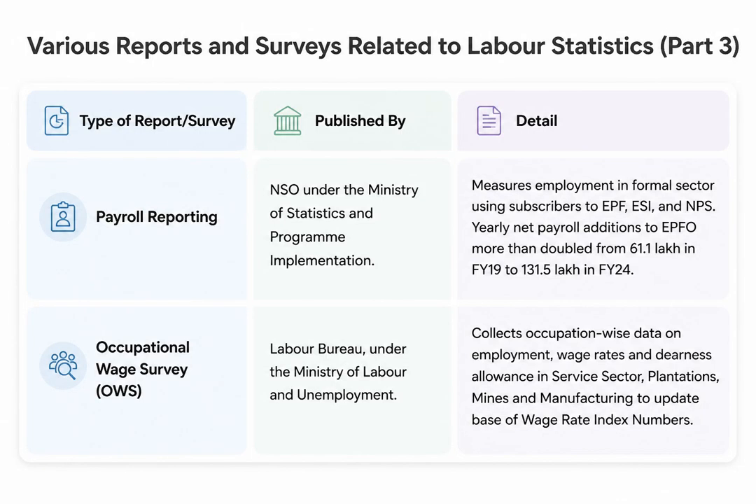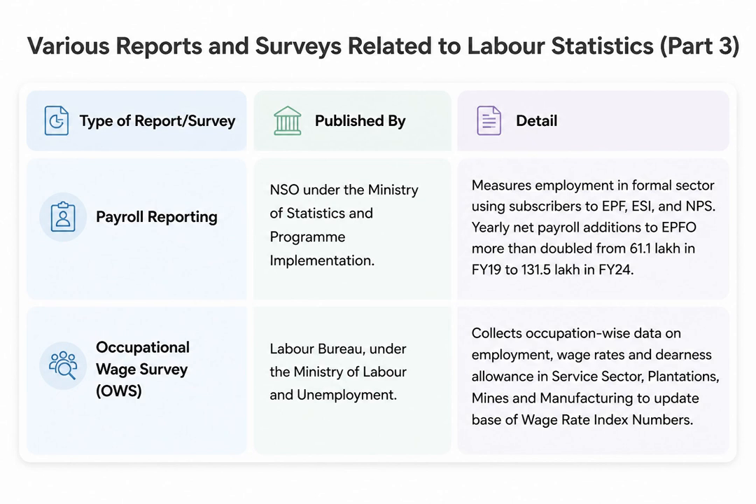Moving on to payroll reporting, published by the NSO. This measures formal sector employment by tracking new subscribers to Social Security schemes like the Employees Provident Fund, state insurance, and national pension scheme. A very positive trend here is that yearly net payroll additions to the EPFO more than doubled from 61.1 lakh in FY19 to 131.5 lakh in FY24, indicating strong job creation and formalization.